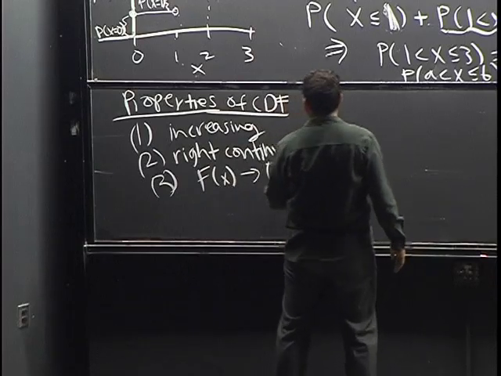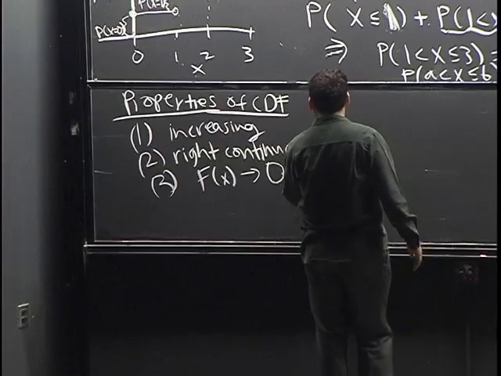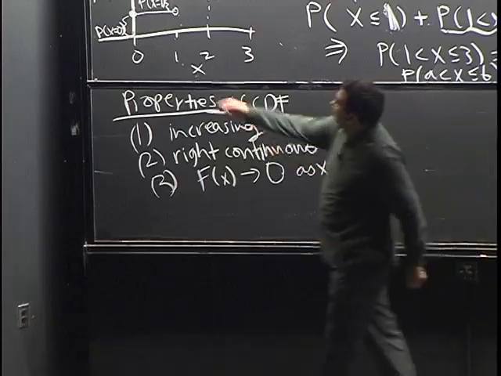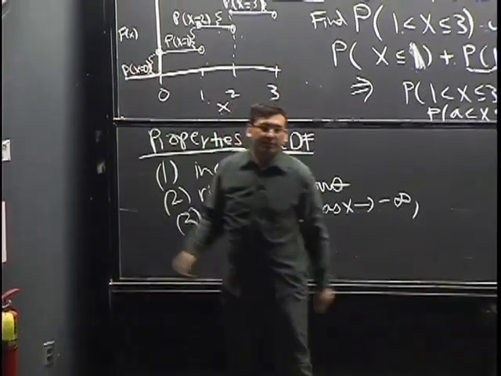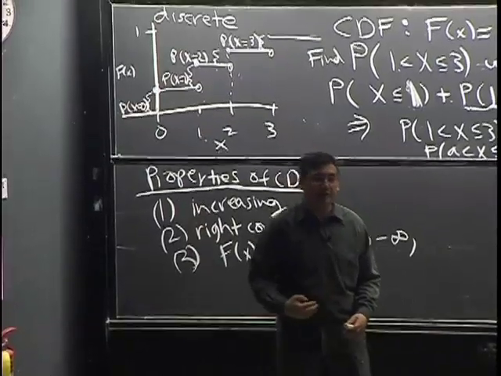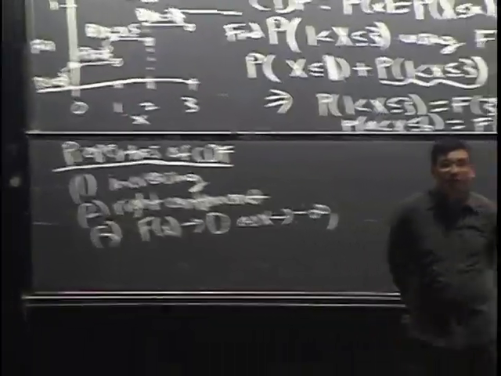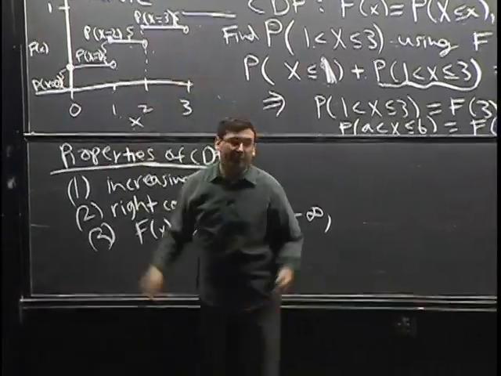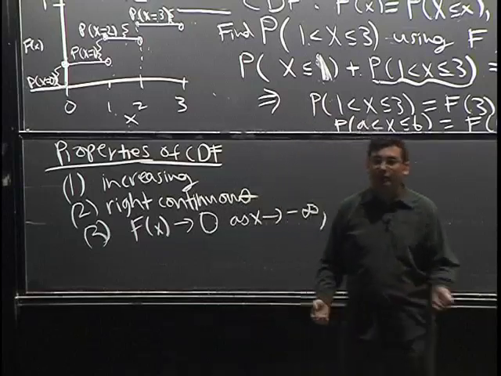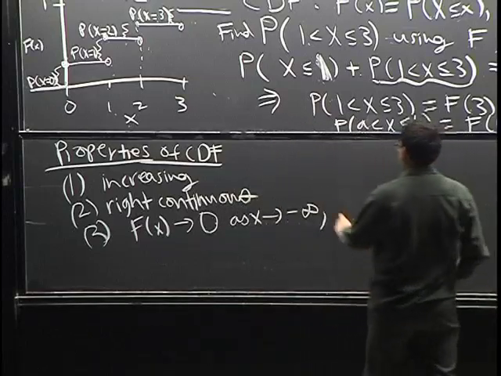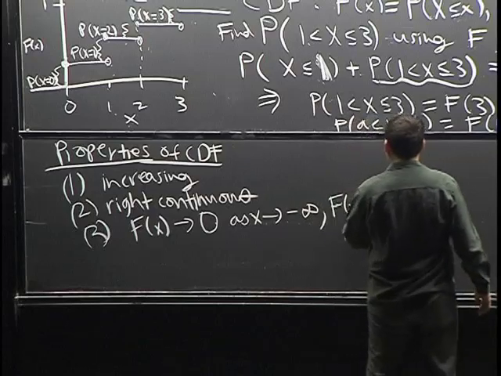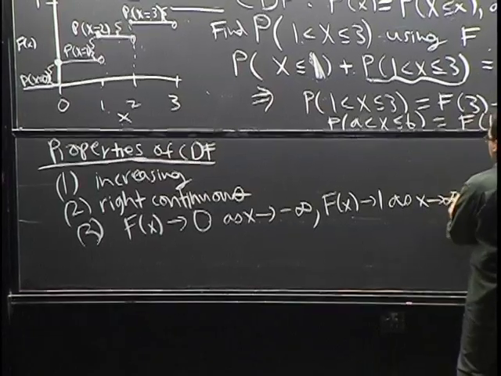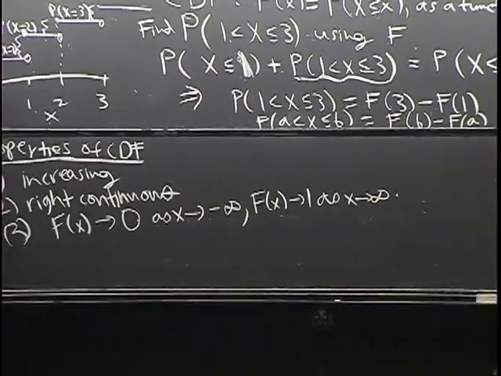So as x goes to minus infinity, a CDF has to go to 0. This one actually hits 0, but it's also possible that it would approach 0 and never reach 0, but get closer and closer to 0. And if you go the other way, this one hits 1, but in general, it could be approaching 1, but it has to get closer and closer to 1 as you go the other way. Okay, so those are the three properties of a CDF.